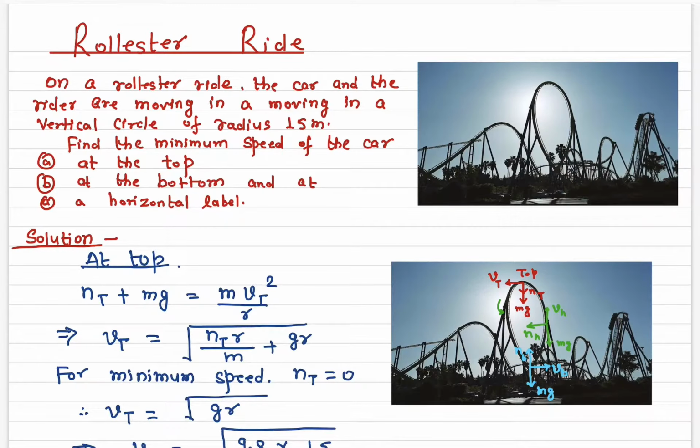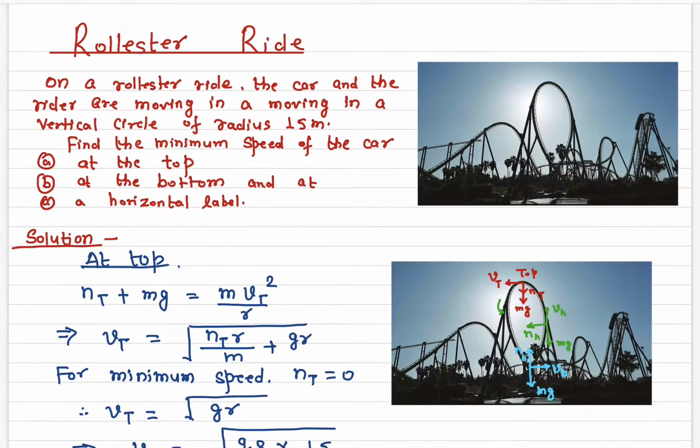In this video, I will talk about the physics behind the roller coaster ride. So let's say now you're going to design a roller coaster. What should be the minimum speed at the top, or at the bottom, or on a horizontal level? That's the thing I'm going to discuss in this video.